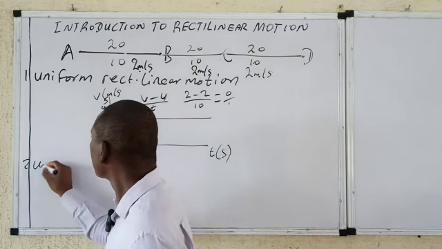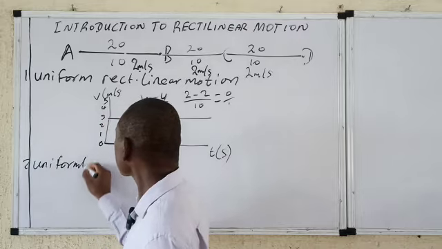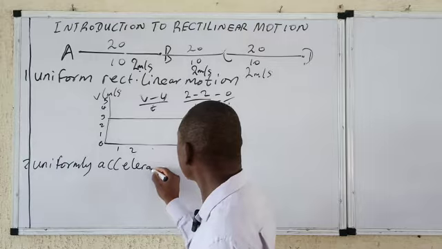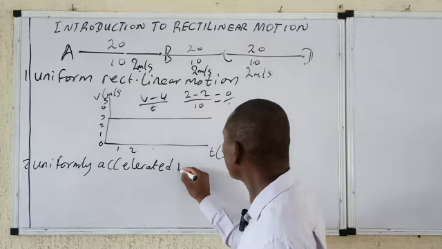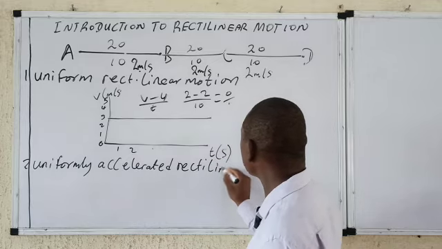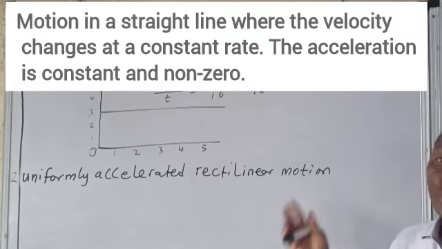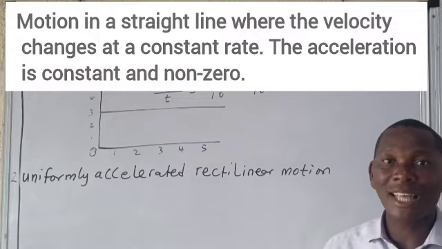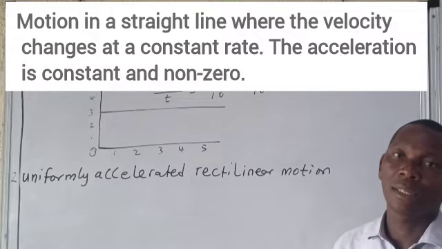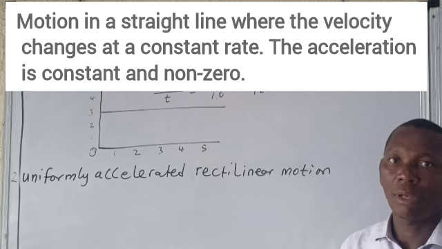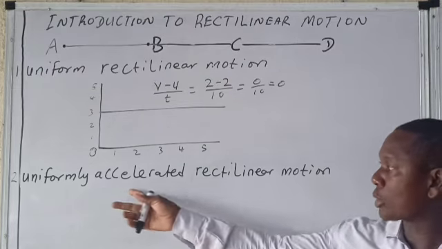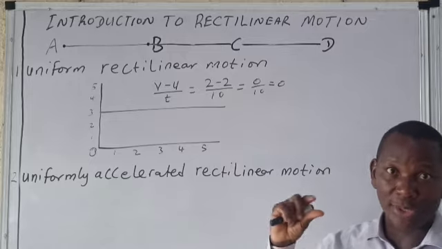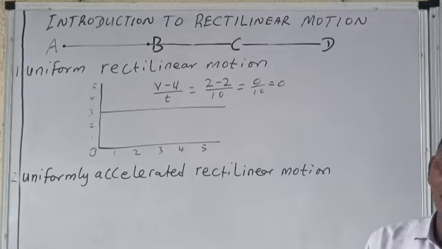2. Uniformly accelerated rectilinear motion. Uniformly accelerated rectilinear motion can be defined as the motion of an object moving in a straight line with constant acceleration. Notice that word. Uniformly accelerated rectilinear motion. It's moving in a straight line with constant acceleration. All right? Take note of that.